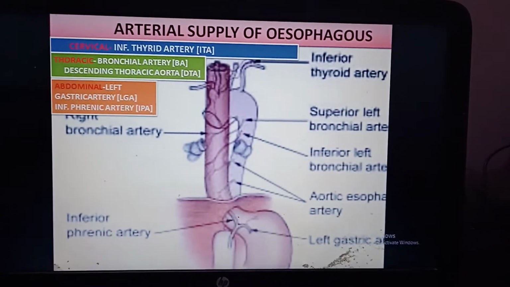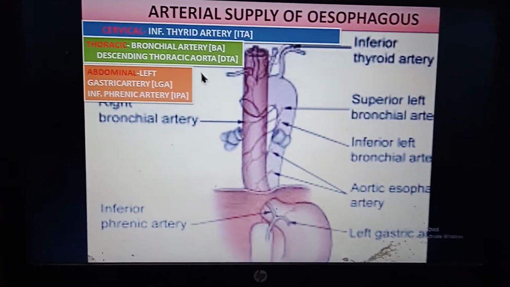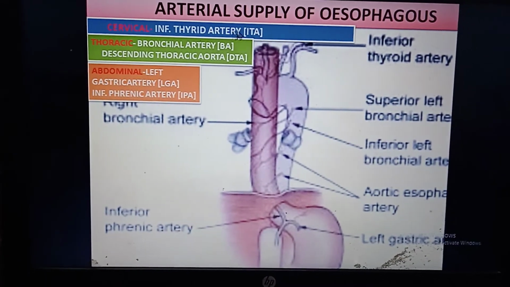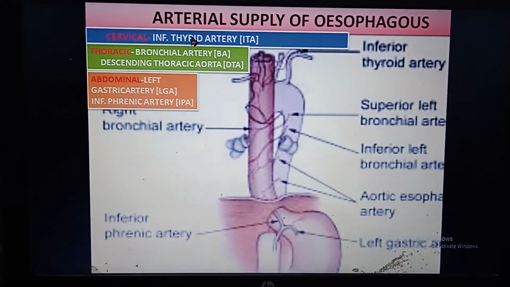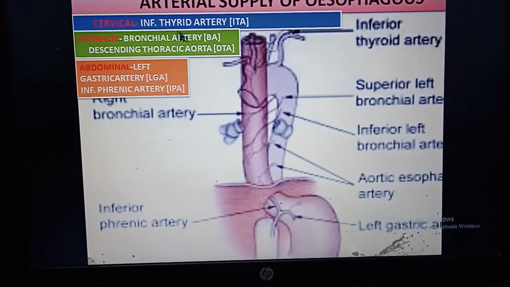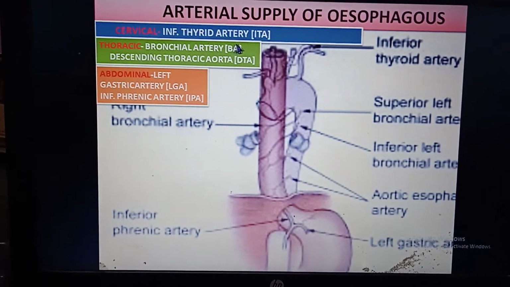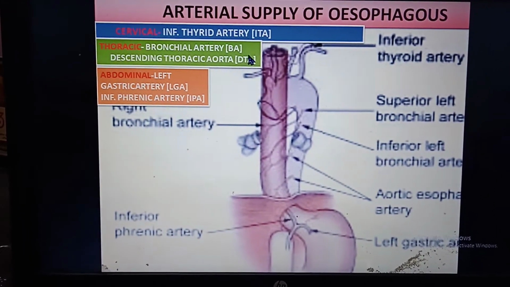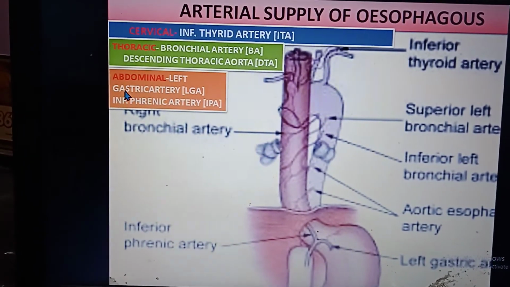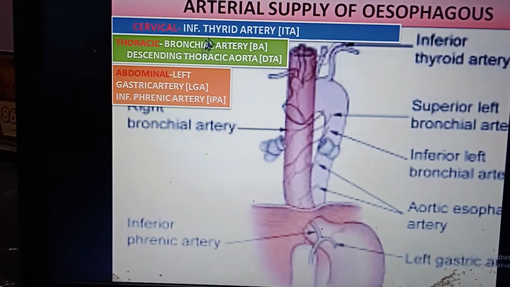Now coming to arterial supply of esophagus, the cervical part is supplied by inferior thyroid artery. Because in the cervical part, what we are seeing, laterally there is a relation of thyroid gland, and so inferior thyroid artery. Thoracic part is supplied by the bronchial artery and the descending thoracic aorta. And the abdominal part is supplied by left gastric artery and inferior phrenic artery.